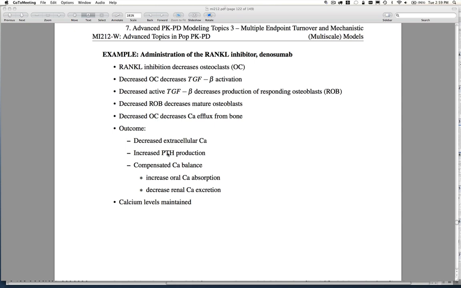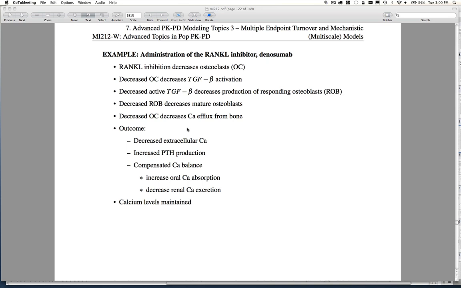Secondary to that, there was an increase in parathyroid hormone. This was because, as I mentioned before, parathyroid hormone is the calcium-sparing mechanism within the body through the different sites, if you will: the intestine, the kidney, and the bone. And by increasing that PTH production, it would compensate the calcium balance.